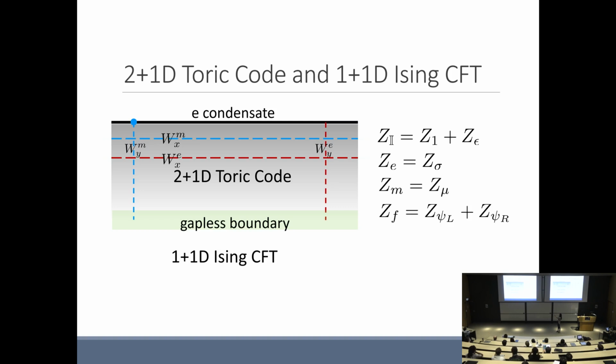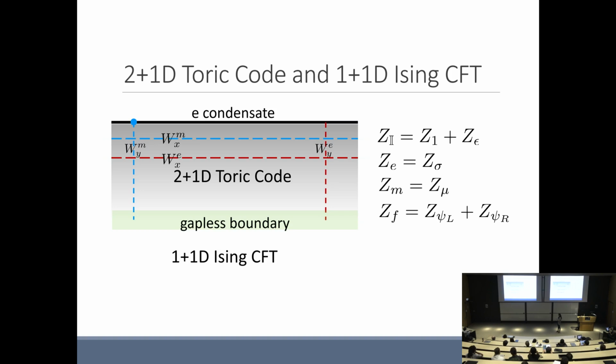And finally, we have the composite of E and M, which gives you the F anion in the bulk, and correspondingly, the sector on the boundary CFT contains the fermions, and there's a left fermion and there's a right fermion, and the sum of them gives us the fourth sector.